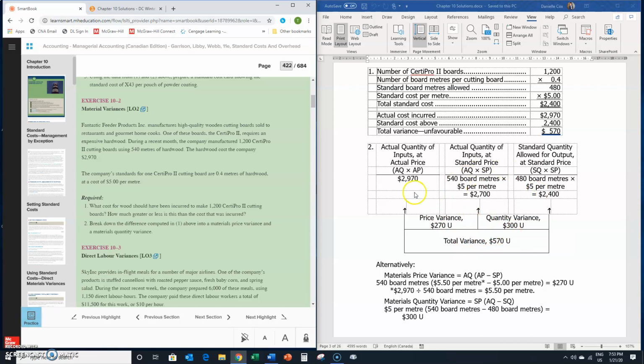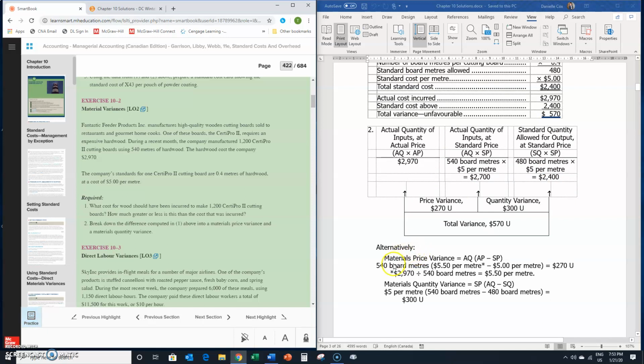So what I find most people find easier is looking not at the math part, but determining if your variance is favorable or unfavorable. People tend to see this a bit easier. You can use the formula.